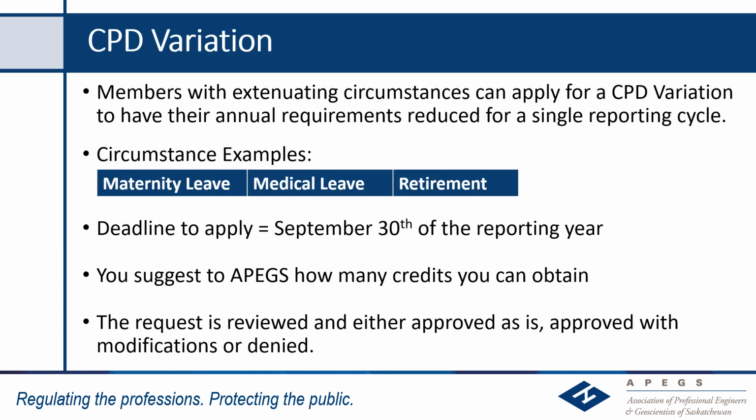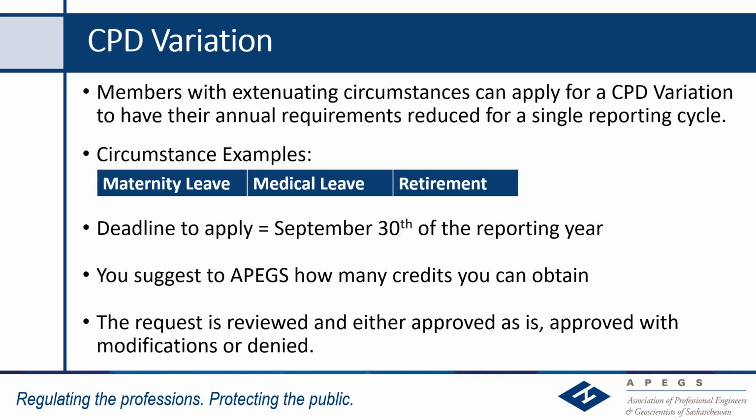APEGS acknowledges that there are times when a member cannot fulfill their CPD requirements for the year due to extenuating circumstances. To assist members, the CPD Variation Program was developed. This program allows members to apply for a reduction in their requirements for the current reporting year if needed. However, before applying, members should check their banked credits. If they have enough bank credits, a variation may not be required for the year. Common reasons why members apply for a variation include maternity leave, medical leave, or retirement.